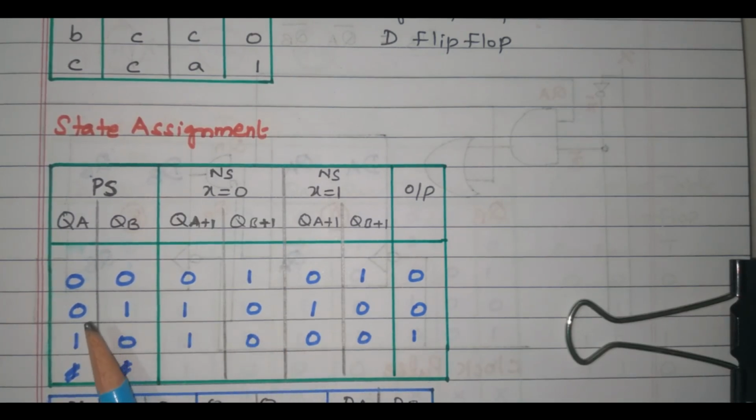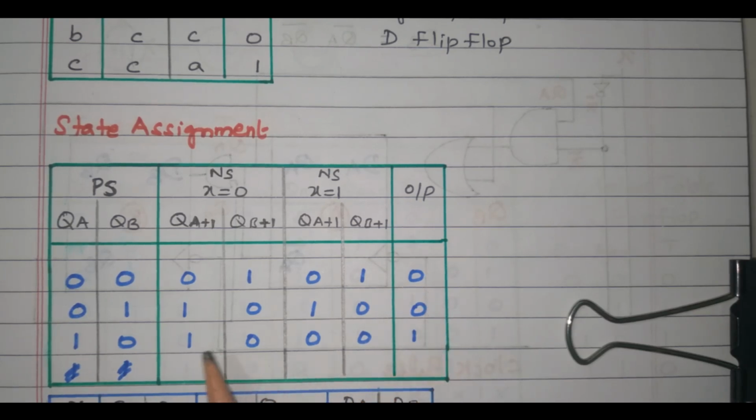Right. I think you are able to understand. A goes to B for x equal to 0, x equal to 1. B goes to C for x equal to 0 as well as x equal to 1. C goes to C itself for x equal to 0. C goes to A for x equal to 1. The corresponding outputs are 0, 0, 1.